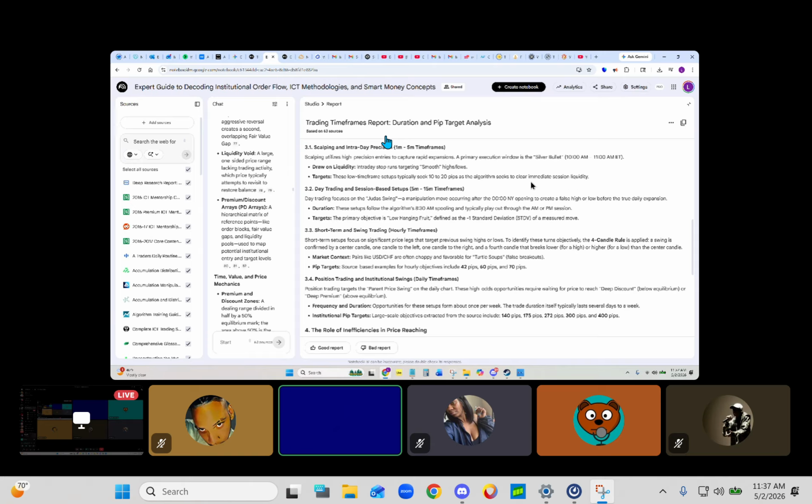Now, short term and swing trading on the hourly time frame. Short-term setups focus on significant price legs that target previous swing highs or lows, and to identify these turns objectively, the 4-candle rule is applied. So a swing is confirmed by a center candle, one candle to the left, one candle to the right, and a 4th candle that breaks lower for a high or higher for a low than the center candle. The context here is pairs like USD and the Swiss franc are often choppy and favorable for turtle soups or false breakouts.